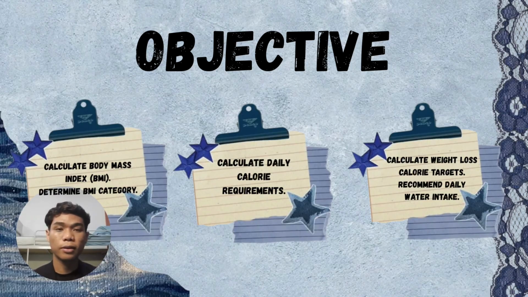Now, I will move on to the next part, which is the objective. So, our project has three main objectives. The first one is to calculate the BMI and determine the user's weight category. Second, it is to calculate the daily calorie needs based on their activity. And the last one, we want to provide a clear weight loss calorie target and recommend daily water intake.